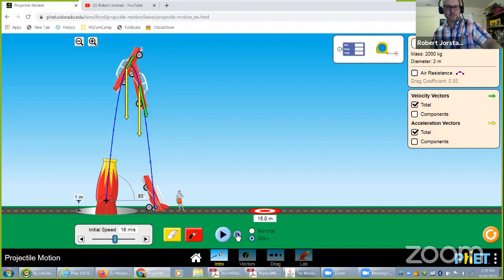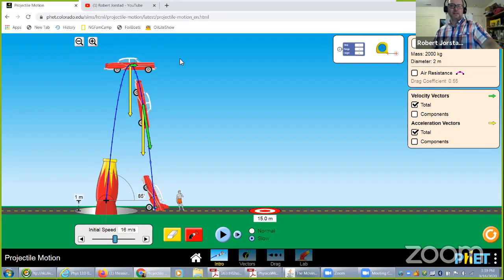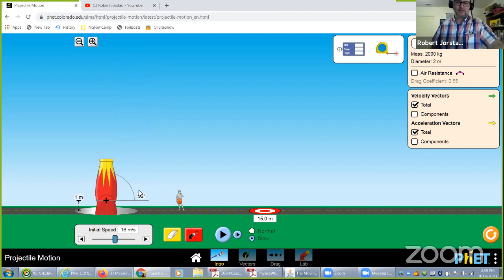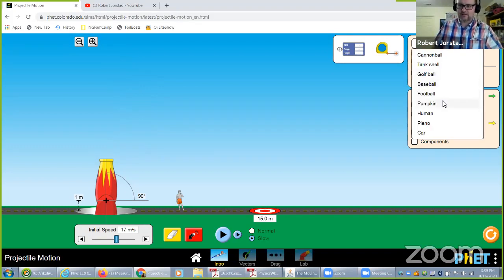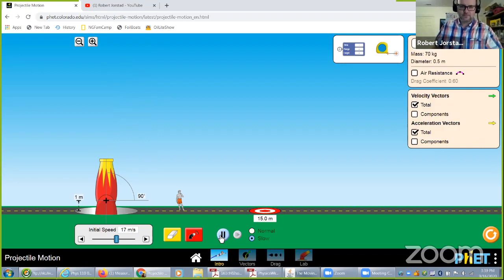Let me just step this through here. Now, obviously, there's a small displacement in the x here, so that's screwing this up. Let me reset this, and I'm going to shoot this straight up and down. So if you go straight up and down and I fire this thing, let's do something easier to see. How about a pumpkin? Oh, let's do a human. Sorry, I'm trying to hit the pause button. I keep hitting the fire button.